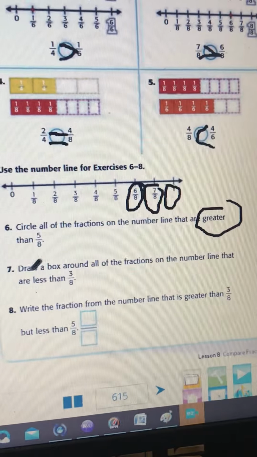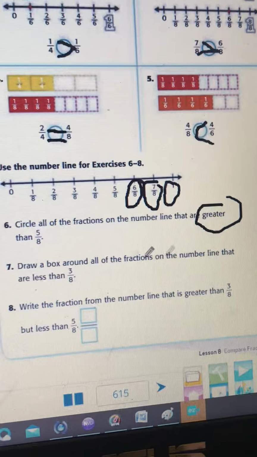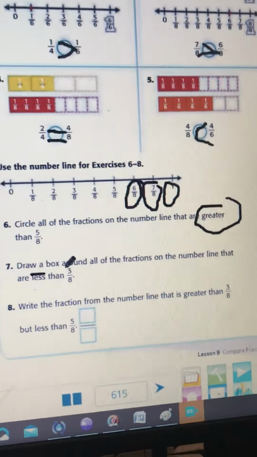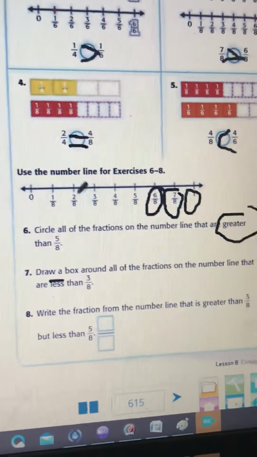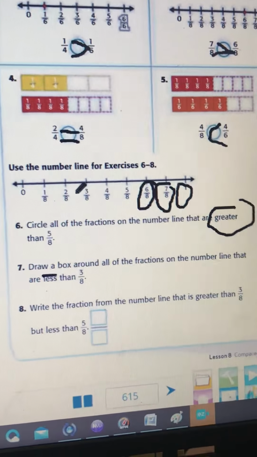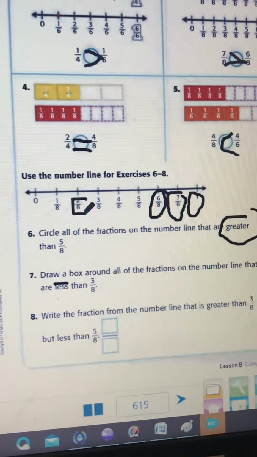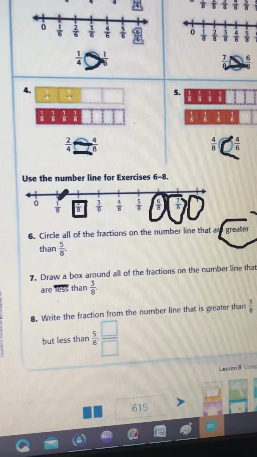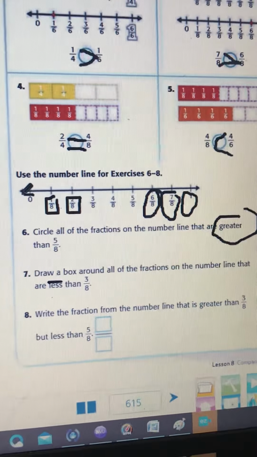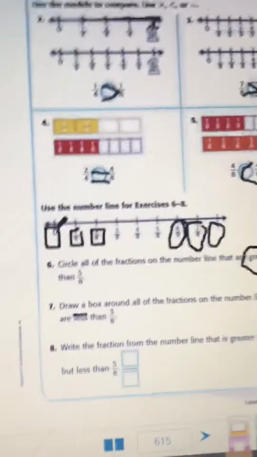Now for number 7, draw a box around all of the fractions on the number line that are less than 3/8. When we say less than, that means smaller than 3/8. So, if going to the right is the bigger one, of course, going to the left are the smaller ones. Correct. So, we will box 2/8. Also, we will box 1/8. And, of course, we will also box 0. Because they are all less than 3/8.